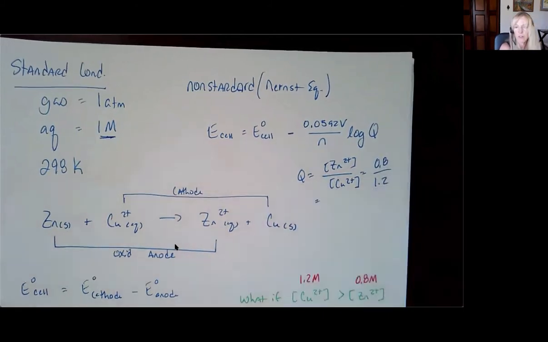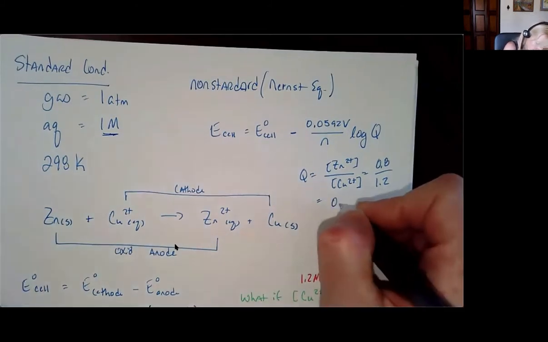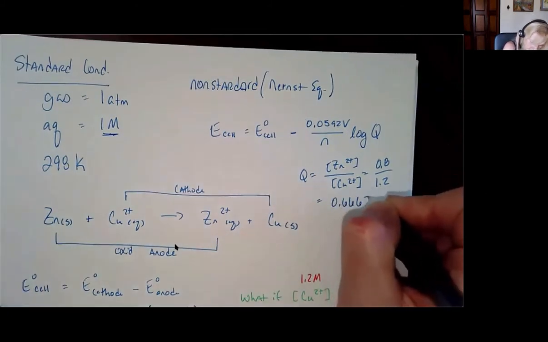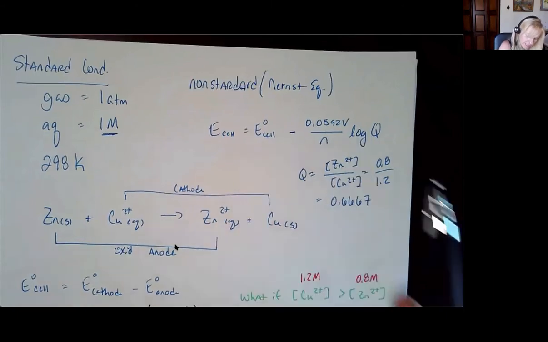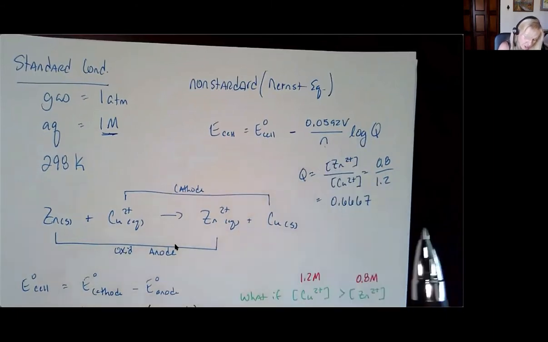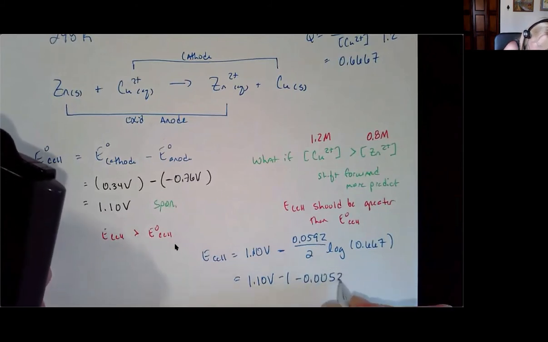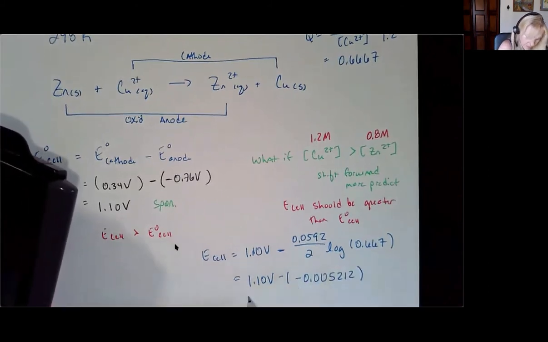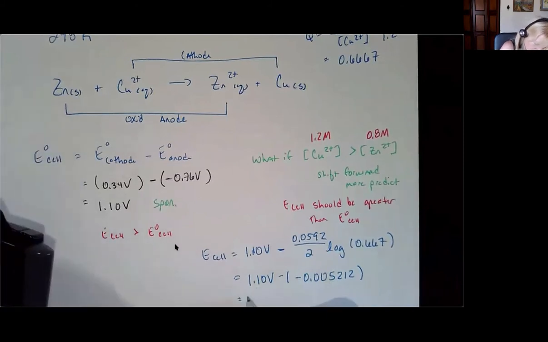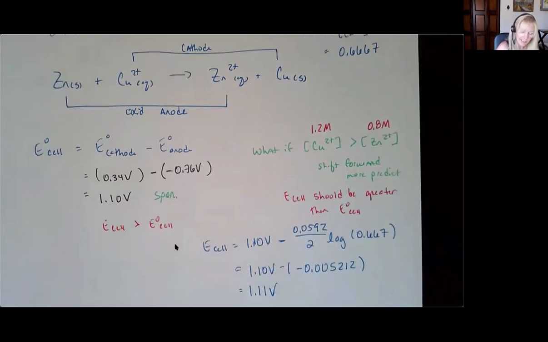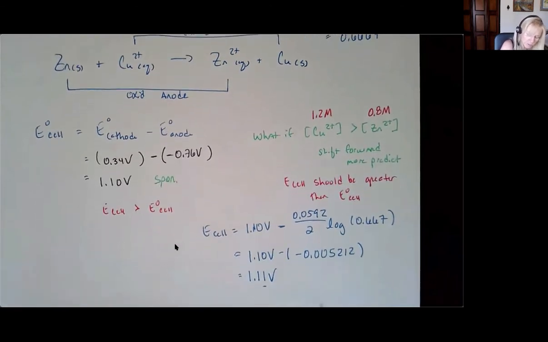So my Q is 0.6667. I'm going to plug that into this equation. My N here is 2. When I work through this, I get negative 0.005212. So negative and negative, that's going to end up adding to my standard, and I get 1.11 volts. So not a lot, not a huge change, but it is increasing the cell potential.